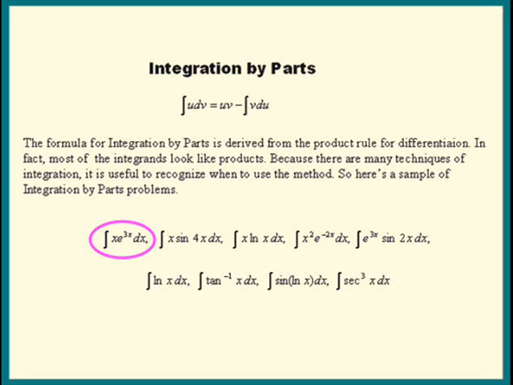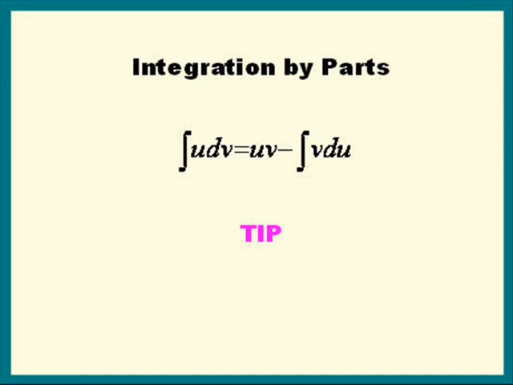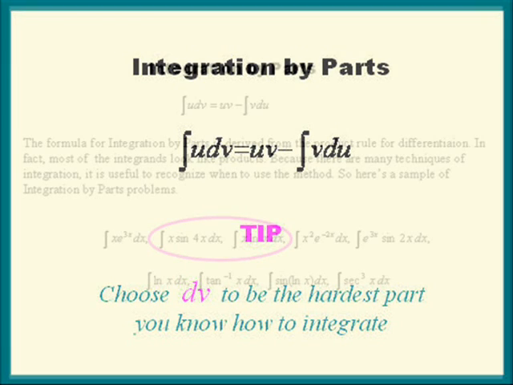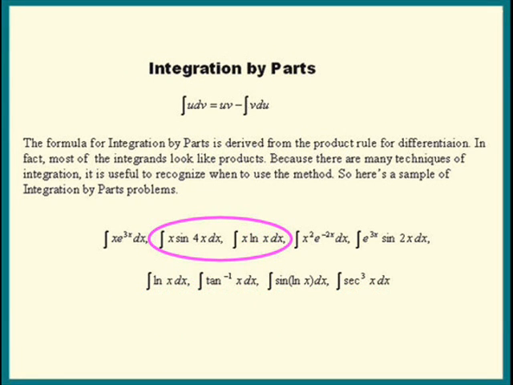Is the choice completely random? Luckily, the answer is no. So here's a tip. We always choose dv to be the hardest part we know how to integrate. In this lesson, we'll do these two examples.